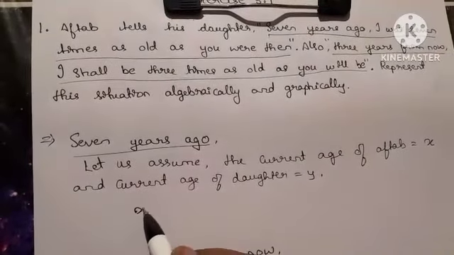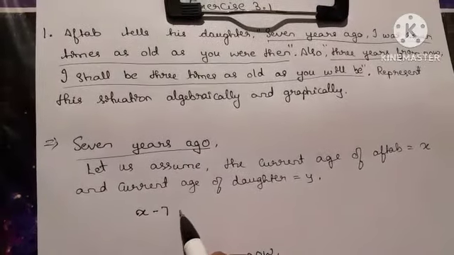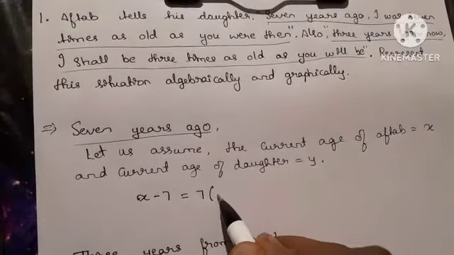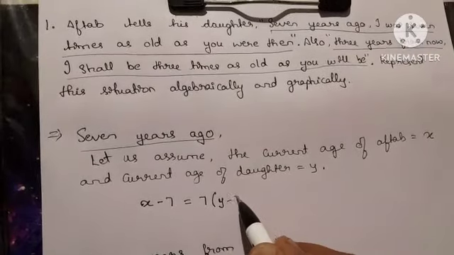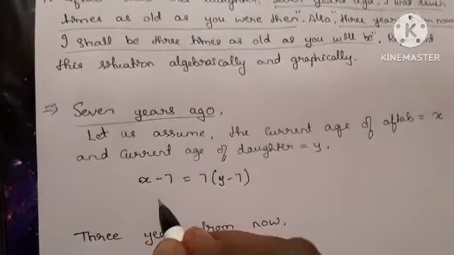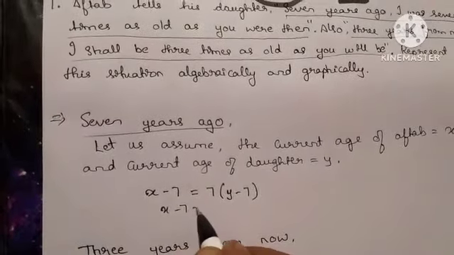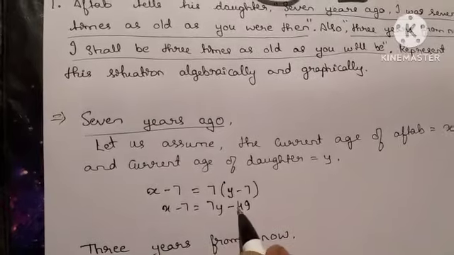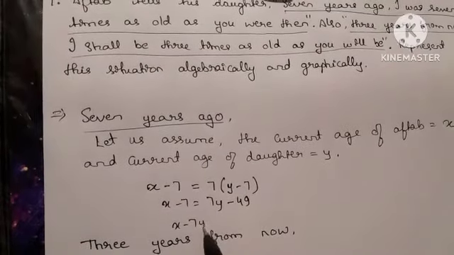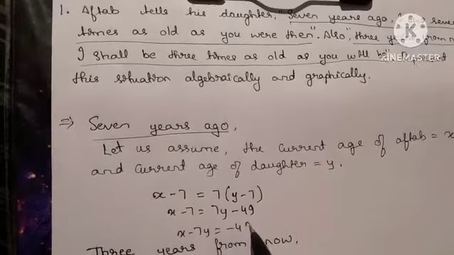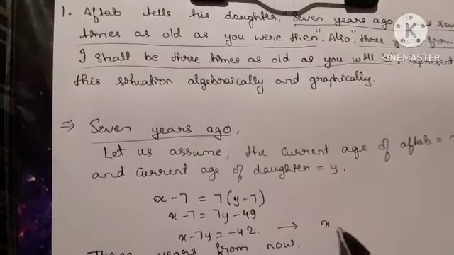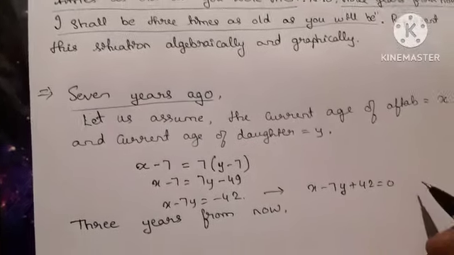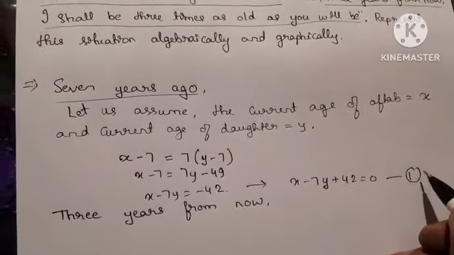So 7 years ago Aftab's age will be x minus 7, which will be equal to 7 times his daughter's age 7 years ago. So it will be x minus 7 is equal to 7 into y minus 7. So when we solve this, we get x minus 7 is equal to 7y minus 49. So this will go here and this will go here. So x minus 7y equal to minus 49 plus 7, which is equal to minus 42. So this can be written as x minus 7y plus 42 equal to 0. So let's take this as equation 1.